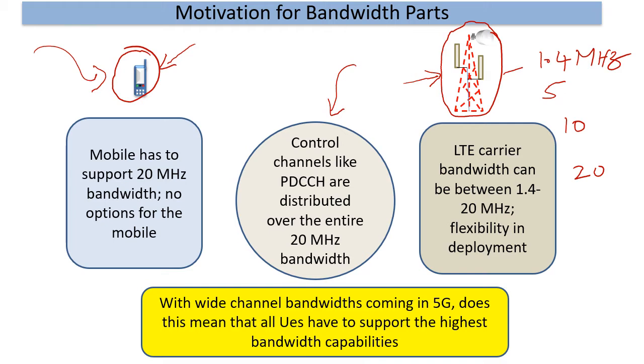Which means that you basically do not have a single LTE carrier greater than 20 megahertz, because that will become very difficult to manage. In fact, the only way by which we can really increase the net bandwidth of the transmission is to go for things like carrier aggregation, which has its own challenges. So to attack this problem, 5G NR proposed the idea of bandwidth parts.